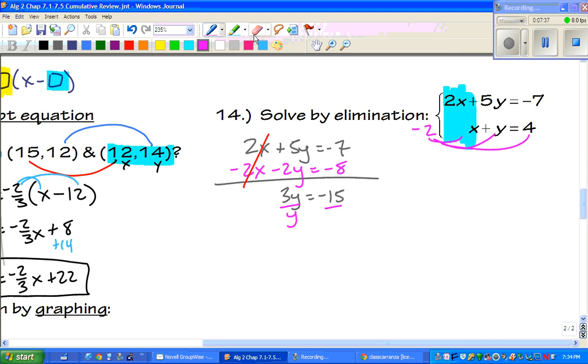Oh, I'm not dividing by y. We divide by 3. And then we get y equals -5.